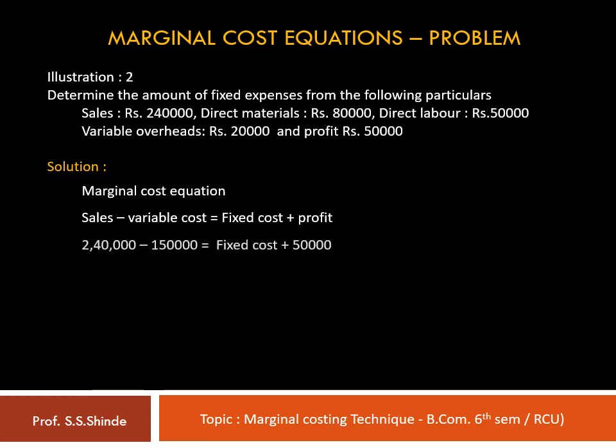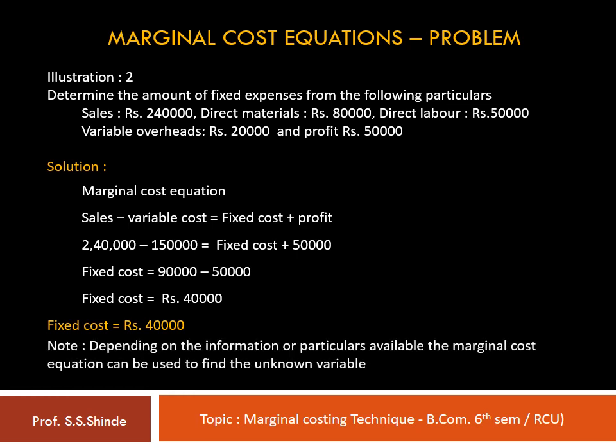So sales is 2,40,000 minus variable cost 1,50,000. That is direct materials 80,000, direct labor 50,000 and variable overheads 20,000, which sums to 1,50,000. That's equal to fixed cost, which is an unknown variable, plus 50,000. So when we work it out, we get fixed cost is equal to 90,000 minus 50,000. Therefore, fixed cost is equal to rupees 40,000.